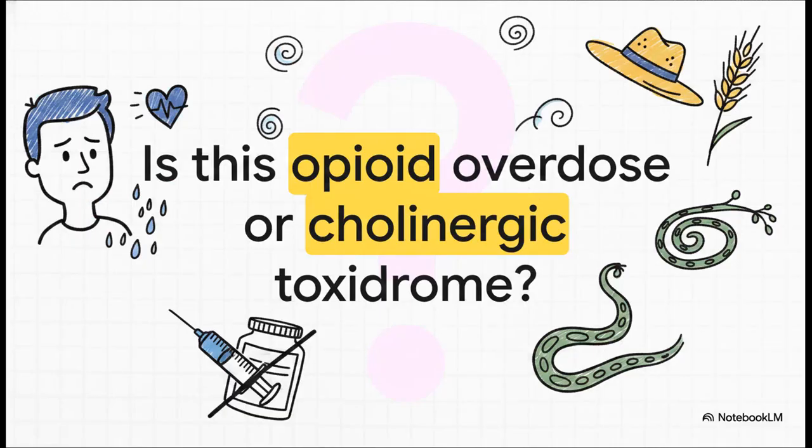EMS brings in a 45-year-old farmer. He is confused, drooling, and incontinent. Heart rate is tanked at 48 beats per minute. Crucially, his pupils are 1 millimeter bilaterally. Pinpoint. Oh, and he has a history of severe depression and substance abuse. So, is this an opioid overdose, or is there a signal hiding in all this noise? Just take a second to think about it.